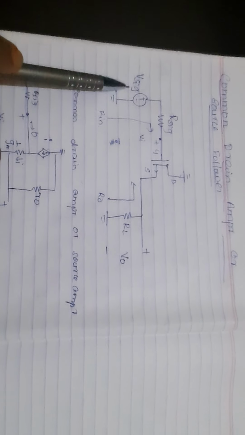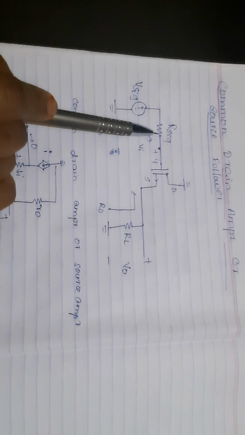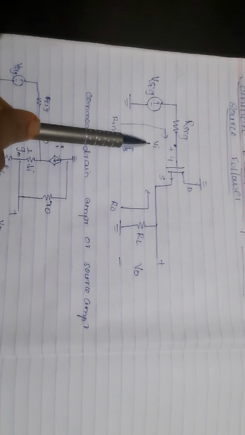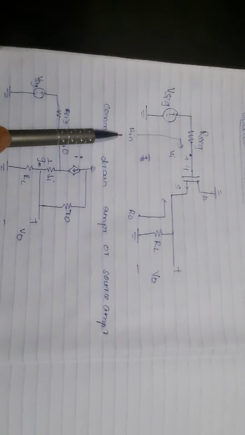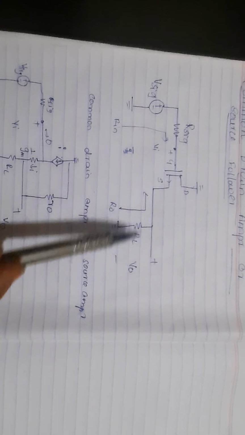To the gate we have given the function generator signal VSIG, and the resistance of this function generator is RSIG. At this point we get the voltage VI. Rin is the resistance measured at this point on the input side. To the source, the load is connected and it goes to ground. The voltage is measured between the source and the ground.